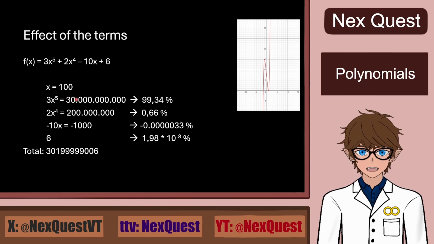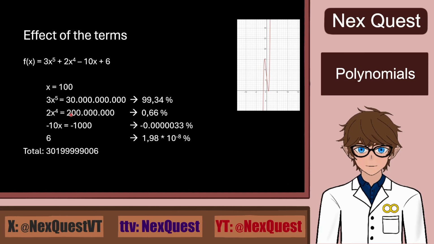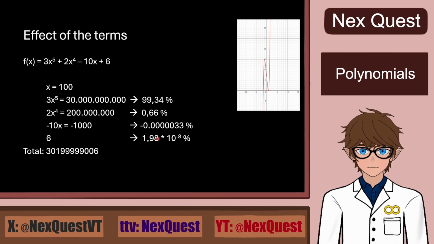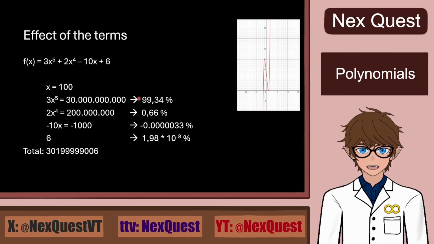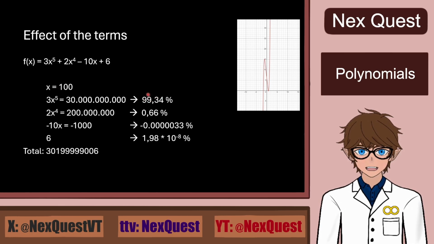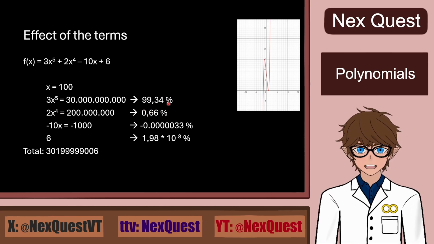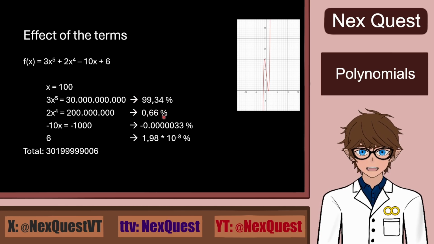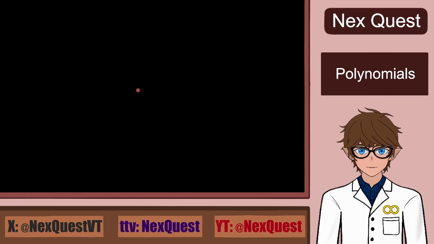So the numbers are absolutely crazy. Our leading term reaches 30 billion, while the 10x and 6 are pretty much insignificant. At x is 100, you already have the leading term at 99.34% of the y value just from the first term, and then about 0.66% from the second, which if you add it together is 100%, slightly more because I've rounded it up. So the small terms don't mean anything, it's mostly just this one. But yeah, this was it for today's lesson.